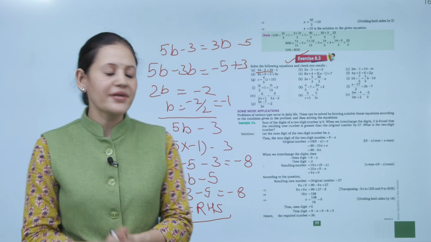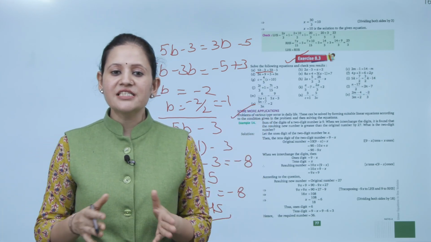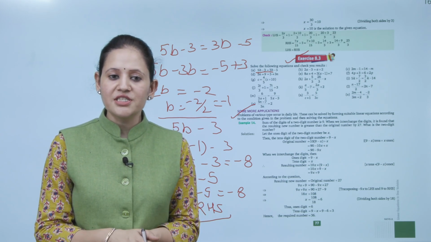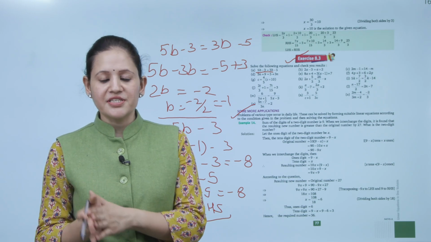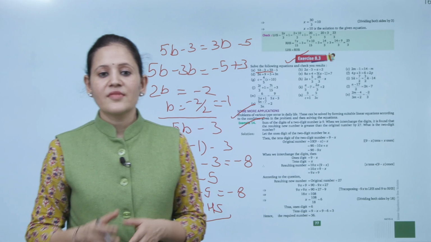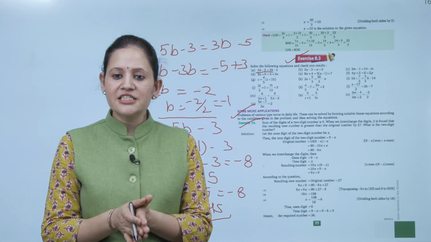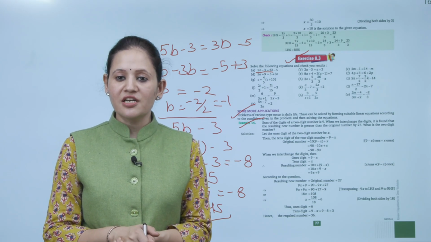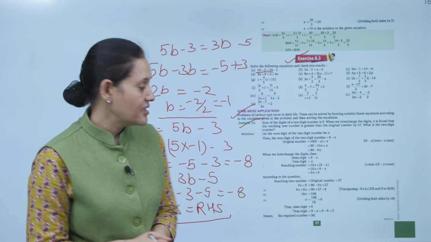Next is some more applications. Problems of various types occur in daily life. These can be solved by forming a suitable linear equation according to the condition given in the problem and then solving the equation. We'll take an example here. The sum of the digits of a two-digit number is 9. When the digits are interchanged, it is found that the resulting new number is greater than the original number by 27. What is the two-digit number?